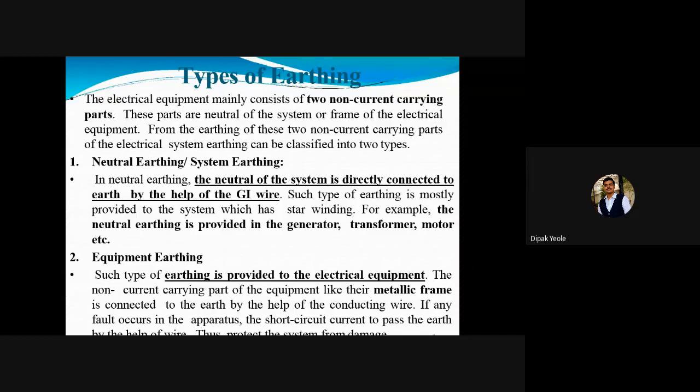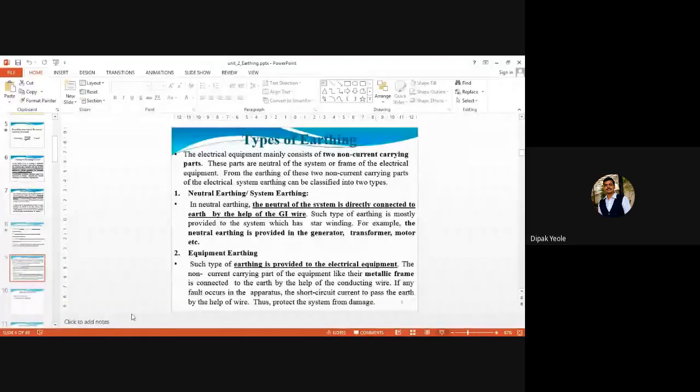By the help of GI wire, galvanized iron wire. Yes, such a type of earthing is mostly provided to the system which has star winding. This is an essential condition because we know that for the star there is a possibility of neutral. For the delta there is no possibility of neutral. So we have to use this neutral earthing for star winding connection. For example, the neutral earthing is provided in the generator, transformer or motor, etc. So this is related to the system earthing.